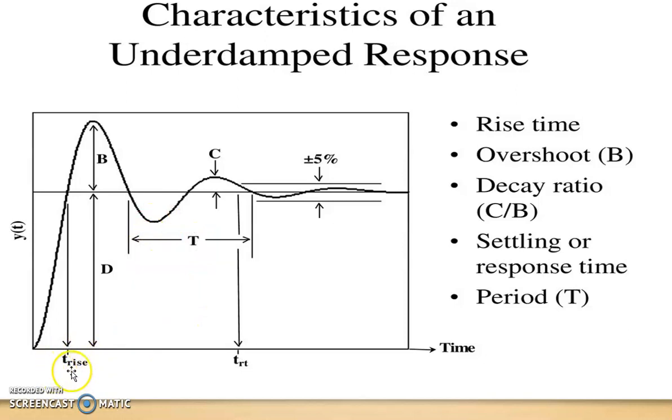Let me explain. T rise, as you can see, is the rise time. Then capital T is the period of oscillation, or one can simply say period. Plus minus 5% is mentioned here. The straight line is the ultimate response. And B, D, and C are associated with the overshoot and decay ratio. So this is the diagrammatic representation of the characteristics of the underdamped system. One by one we will try to learn these characteristics.